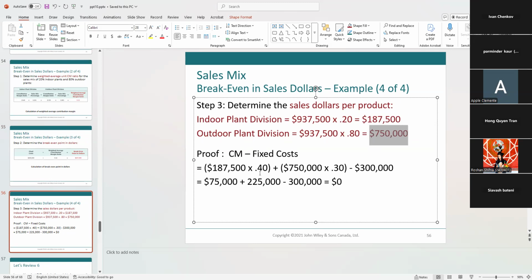And that's your proof of the calculation: with these sales, we're going to generate $300,000 contribution margin, which is going to cover our fixed cost and we'll be at the break even.